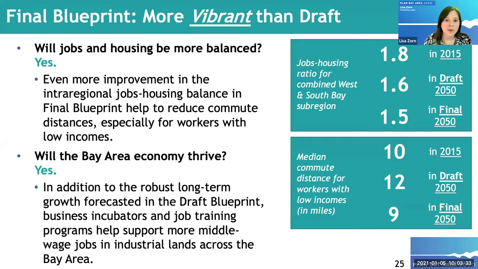The combined West Bay and South Bay subregions stretching from San Francisco to Silicon Valley is the most job-rich area in the Bay Area today. With the final blueprint, we go from 1.8 jobs per home in that area to just 1.5 jobs per home. Furthermore, commute distances decline slightly thanks to the more balanced land use pattern.